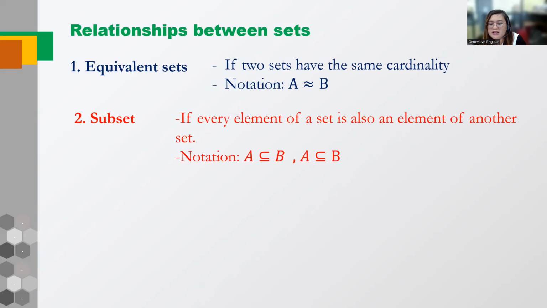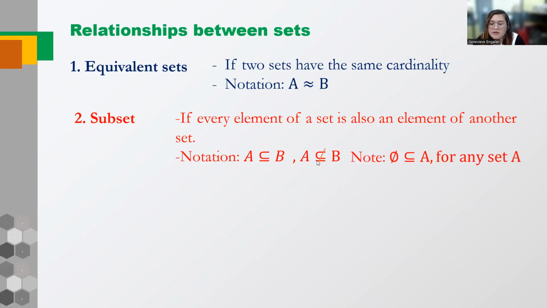Sunod is subset. When you say subset, so si A is a subset sa B if tanan elements ni A is also in B. So if every element of a set is also an element of another set, ang notation is A subset of B. So pasabot ani tanan elements ni A dapat naa kang B. So matawag nato siya nga A subset of B.